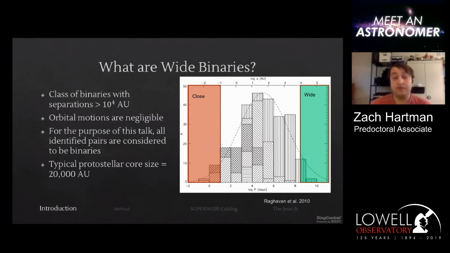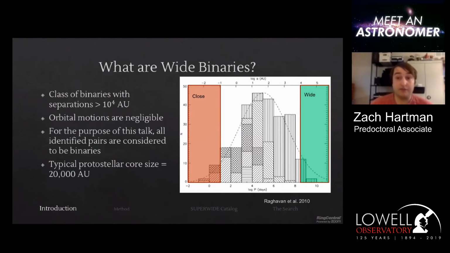Now, for the purpose of this talk, all identified pairs that I consider to have high probabilities are to be considered binaries. If you have a pair that has a 95% chance, there's still a 5% chance, but we're relatively very certain that they're a binary.